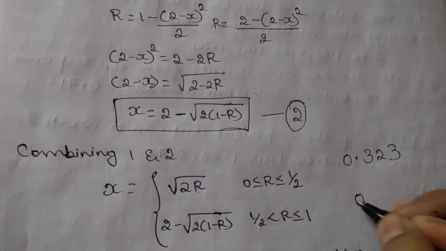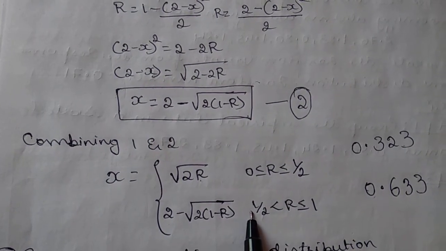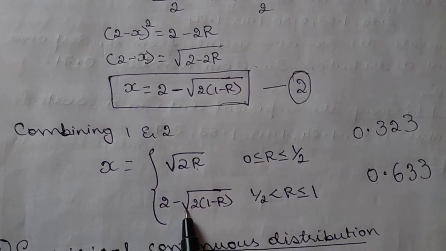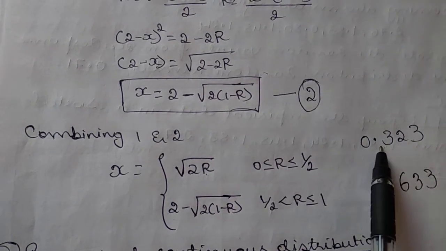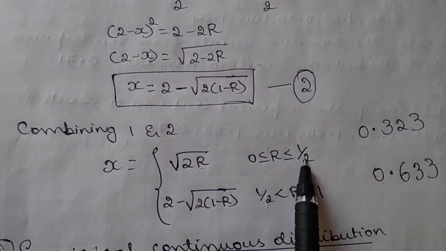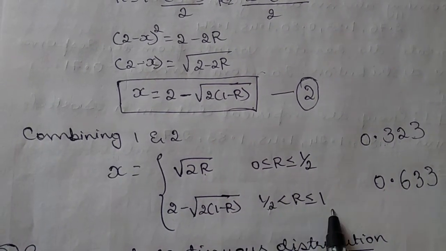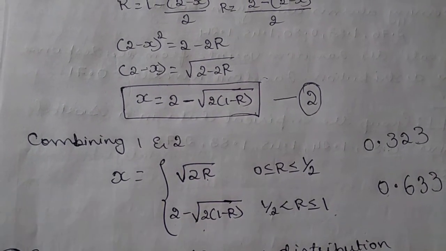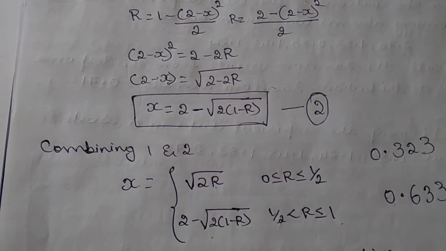If, for example, the random number is 0.633, then this is greater than 0.5 and within 1, so you have to apply this formula to find the random variate. It depends on the value of your random number. If your random number is between 0 and 0.5, you have to use this formula. If the random number is between 0.5 and 1, you have to use this formula in order to find out the random variate. Okay, this is your fourth technique, that is triangular distribution.